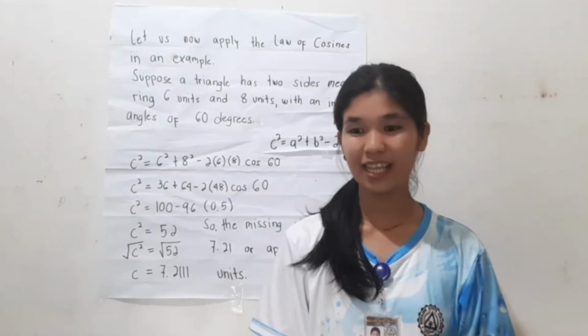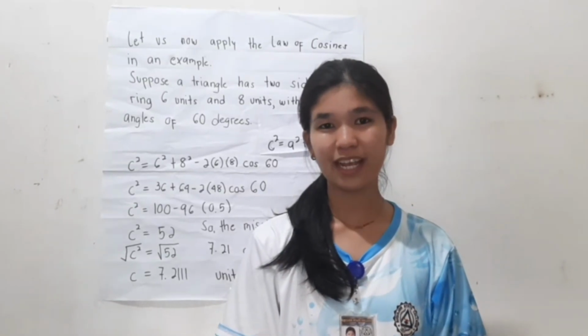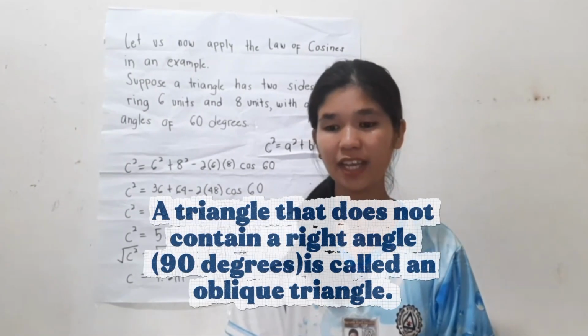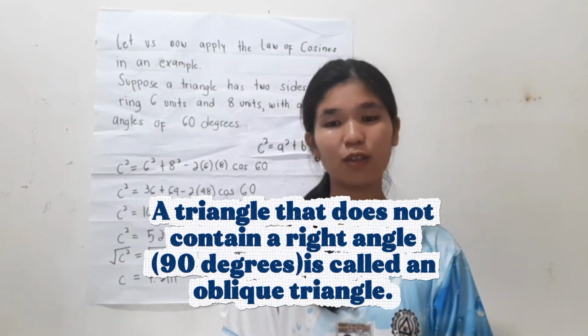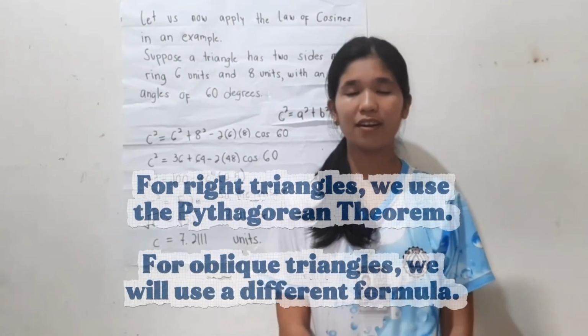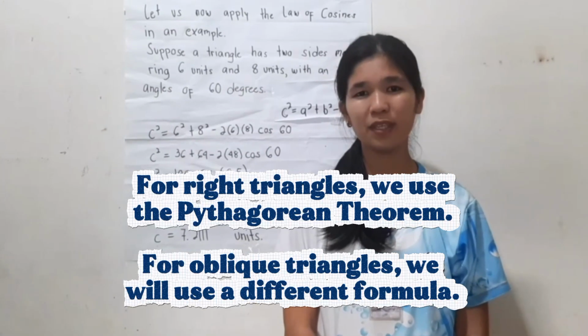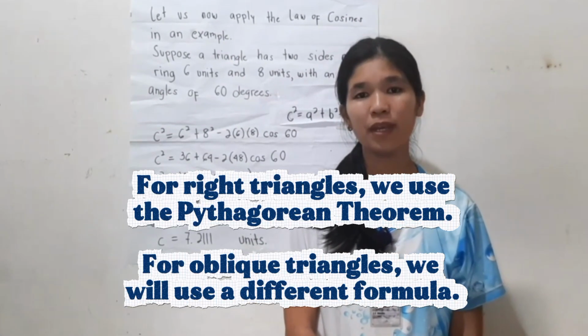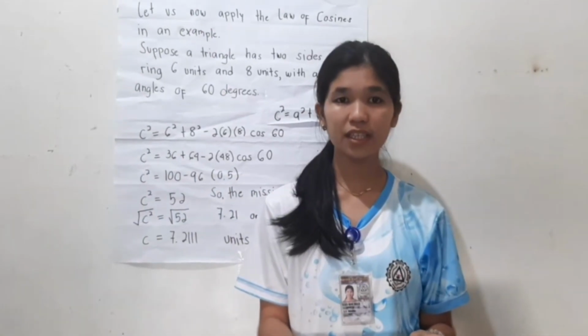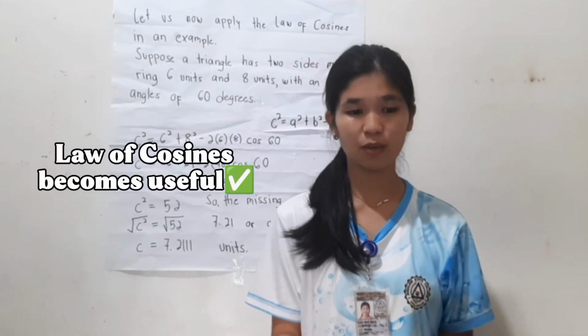Before we proceed, let us review some important ideas. A triangle that does not contain a 90 degree angle is called an oblique triangle. For the right triangle, we usually use the Pythagorean theorem. But in an oblique triangle, we use different formulas. So this is where the law of cosines becomes useful.